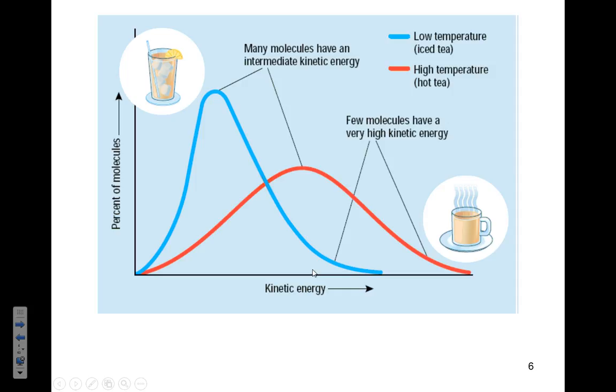What we have here is a graph where we're looking at the percent of molecules on the y-axis versus the kinetic energy increasing across the x-axis. So they're color-coded. That helps you visualize the idea here. When we have a lower temperature situation, like in iced tea, versus a higher temperature situation, like in hot tea, a common confusion or misconception by students is they see that blue one has a really high hill. That must mean it has a lot of energy.